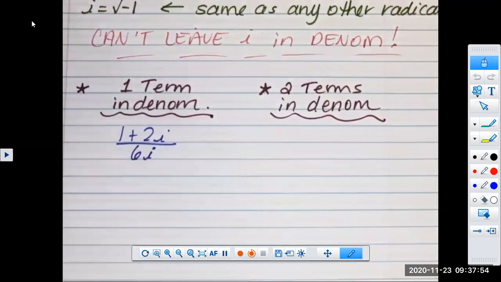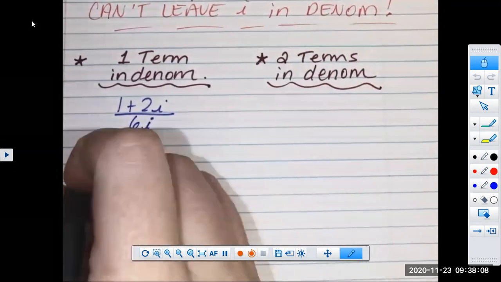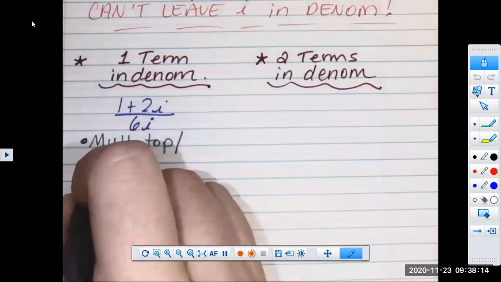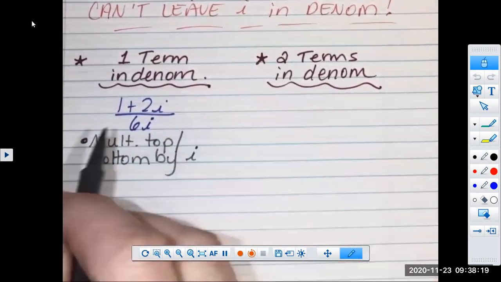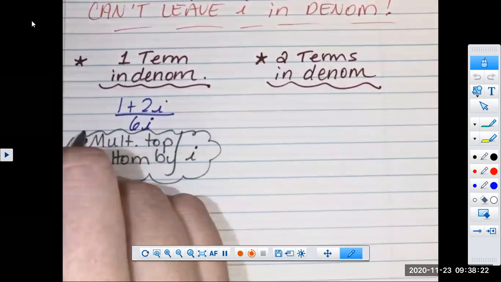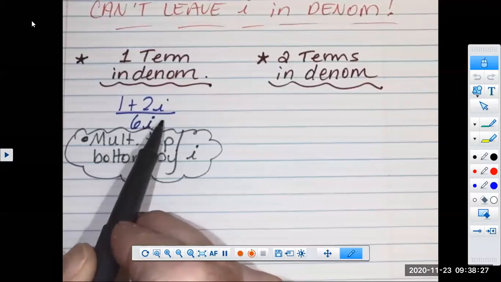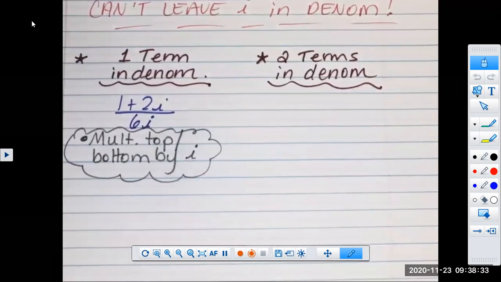Then in this case, when you only have 1 term on the bottom, this is how you would rationalize it. You're simply going to multiply the top and bottom, the numerator and denominator, by i. Of course, if you multiply this by i, you're going to get 6i squared, which will turn into -6. So it takes i, or root -1, out of the denominator.